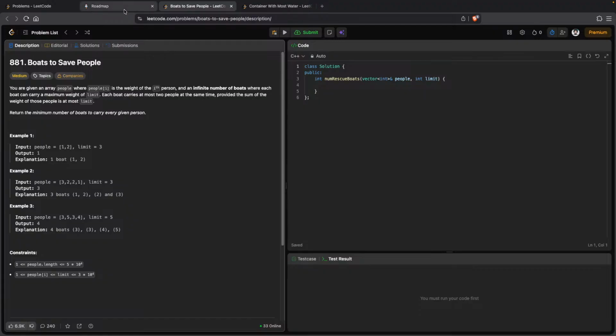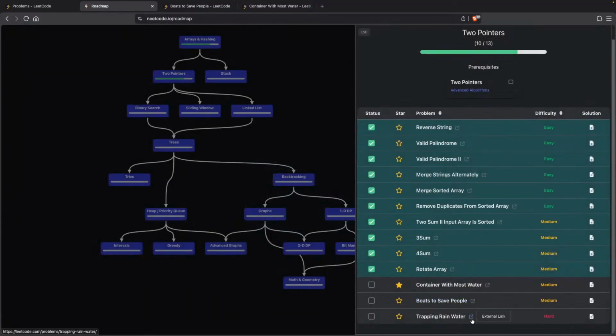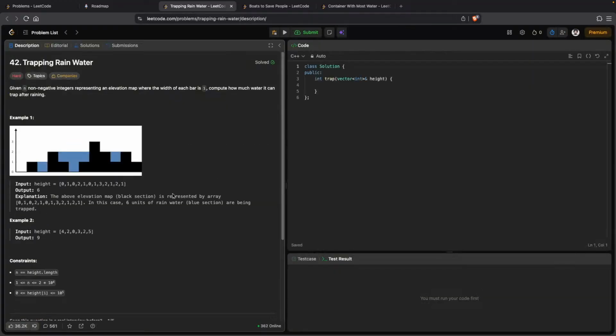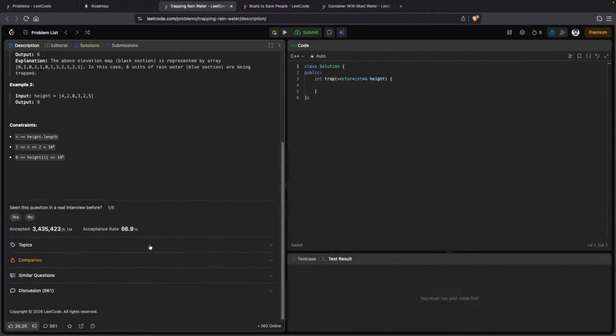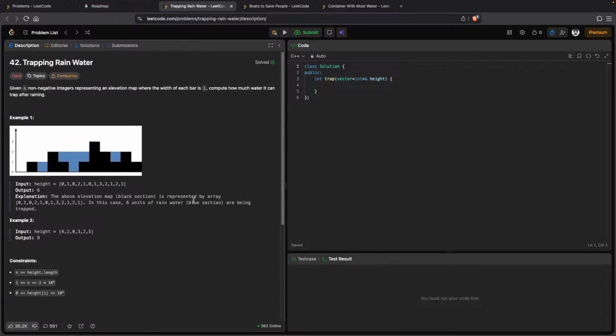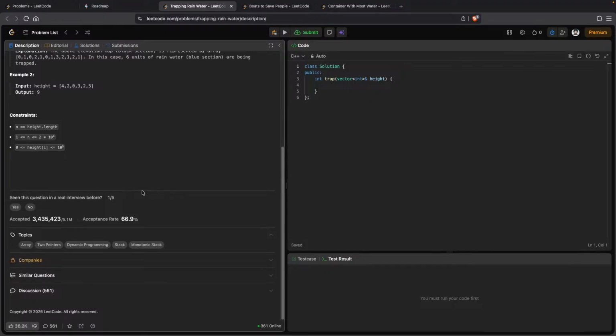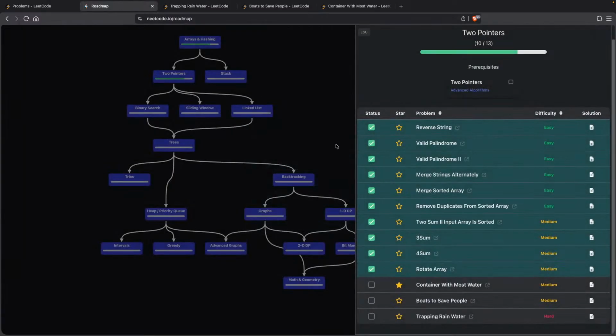Boats to save people. That's the problem. I'm not solved. Trapping rainwater. I think I have solved that, but yeah, this question can be solved using the monotonic stack. I think the monotonic stack, and also you can solve by using dynamic programming and two pointers and array. So there are multiple solutions, and I think that's a very important question.